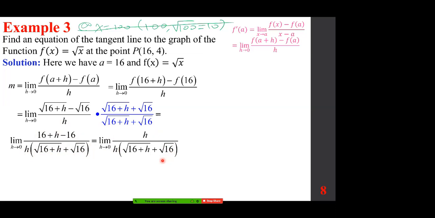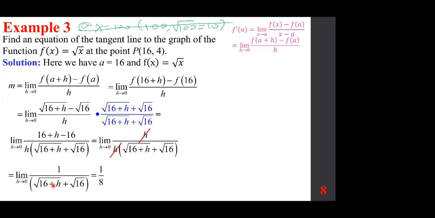So h drops, and now what? Now I can replace the h with 0. I get 4 here, I get 4 here, 4 plus 4 is 8, I get 1 over 8. The rest is history. y minus y1 equals m times x minus x1. I can't believe anybody having any problem with that. So replace them, do the math, okay, and you come up with the answer.